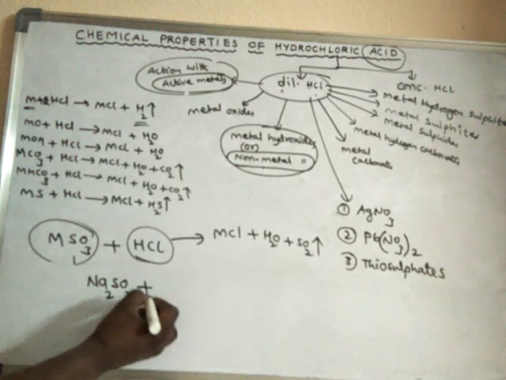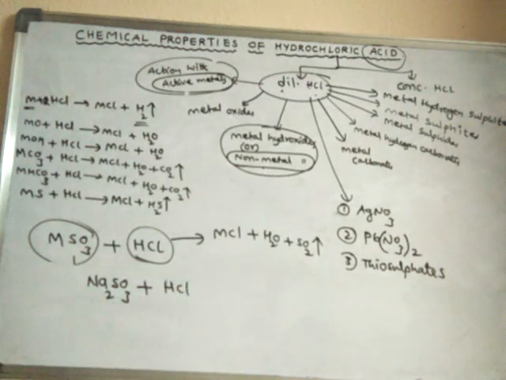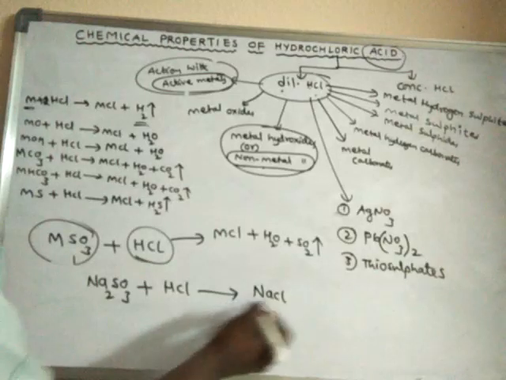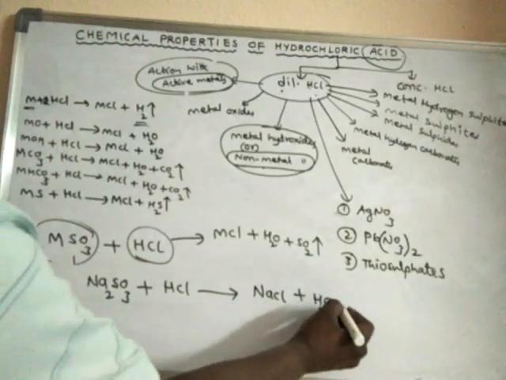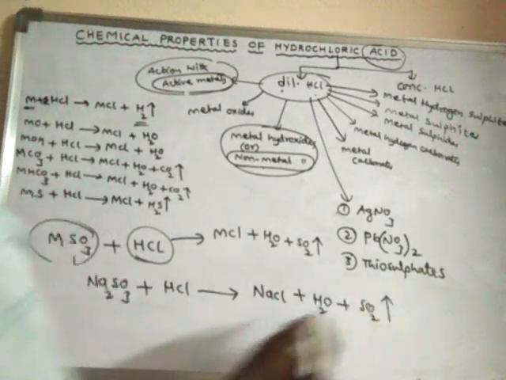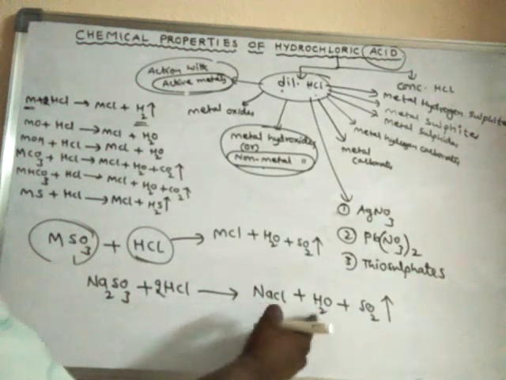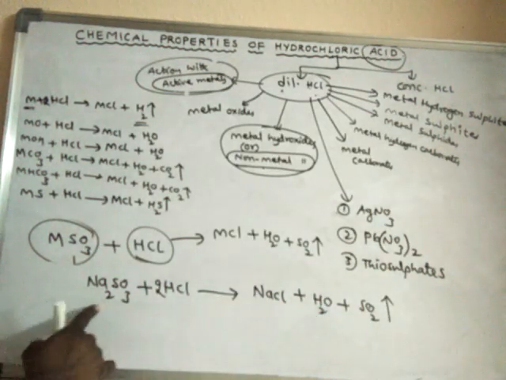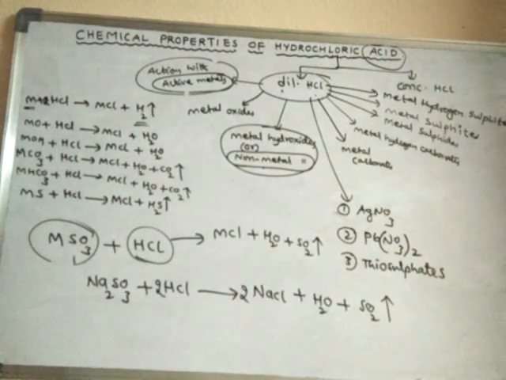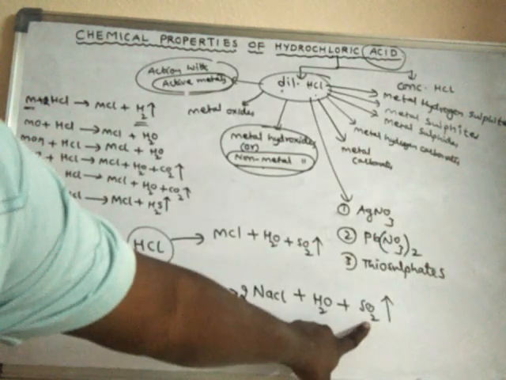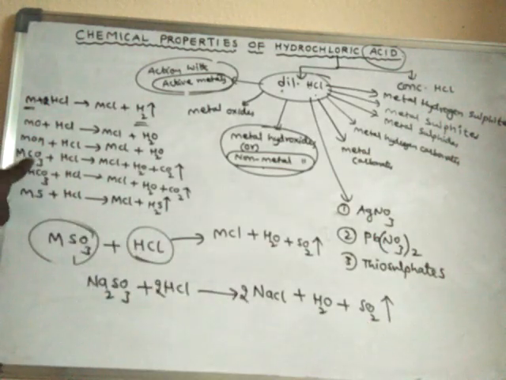Na2SO3. When it reacts with dilute hydrochloric acid, it forms metal chloride, water, and sulfur dioxide gas is evolved in this process. So here two hydrogens, two sodium chloride and sulfur dioxide. In this way metal sulfites will produce sulfur dioxide gas, metal carbonates will produce carbon dioxide gas.